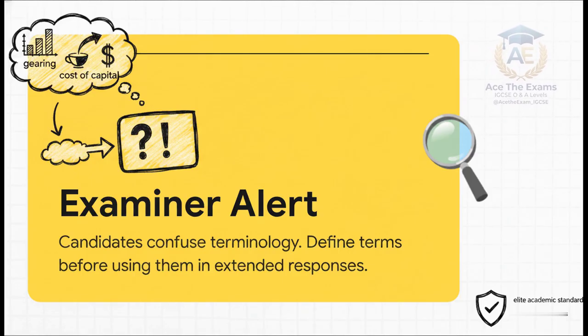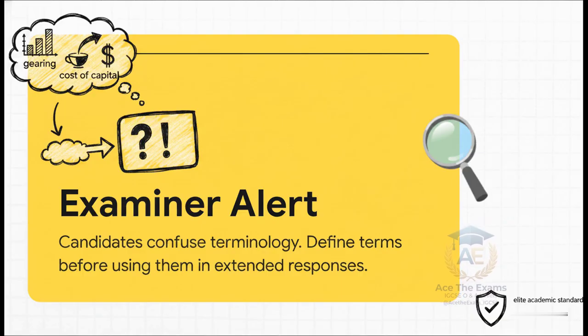The instruction from Cambridge here is crystal clear. You must explicitly define terms before using them in your extended responses. Listen, if you are analyzing gearing or liquidity or cost of capital, please do not just throw those buzzwords into a paragraph and assume the examiner knows that you know what they mean. Take a single sentence to define them briefly. It establishes that elite academic standard right out of the gate.